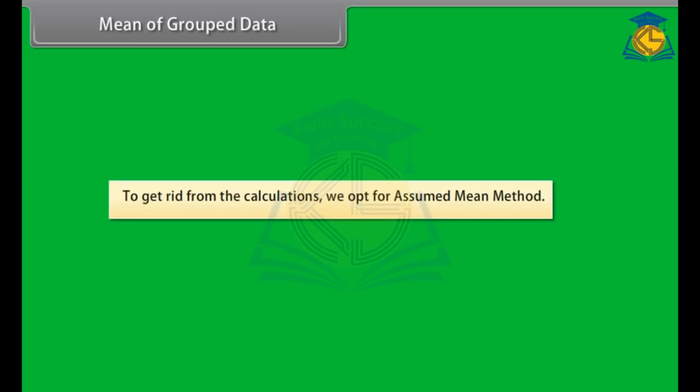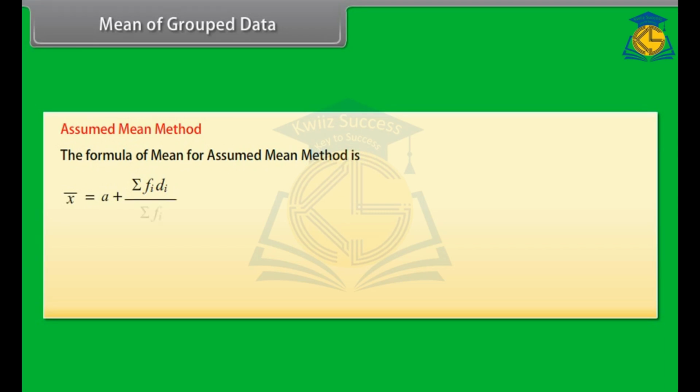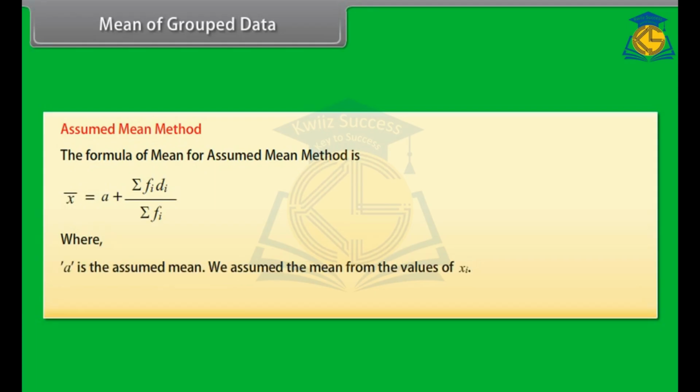Mean of grouped data. Sometimes the product of xi and fi becomes too large that this method becomes quite time consuming. To get rid of calculations, we opt for assumed mean method. Assumed mean method. The formula of mean for assumed mean method is x bar equals a plus summation of the product of fi and di divided by summation of fi, where a is the assumed mean. We assume the mean from the values of xi. di is equal to xi minus a.